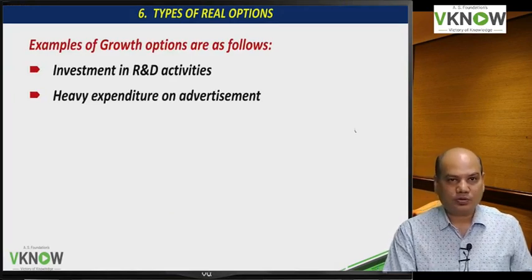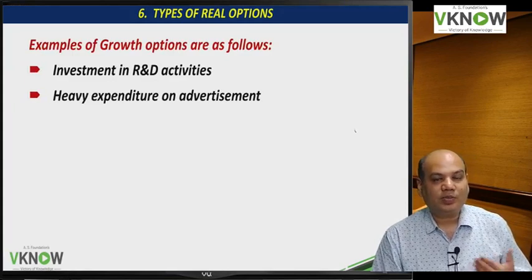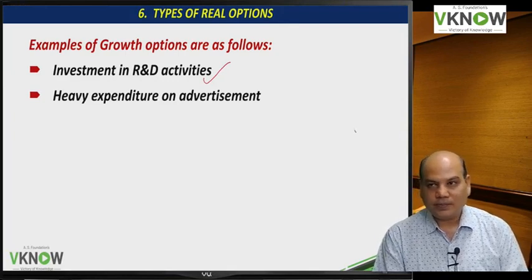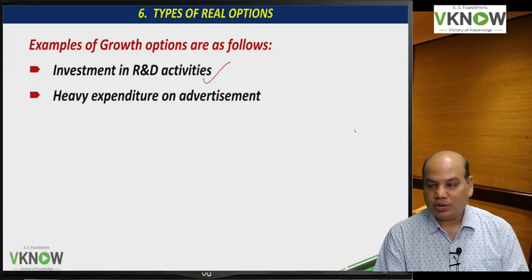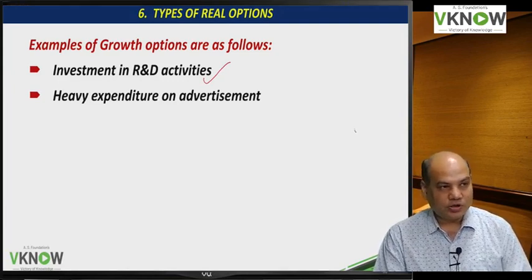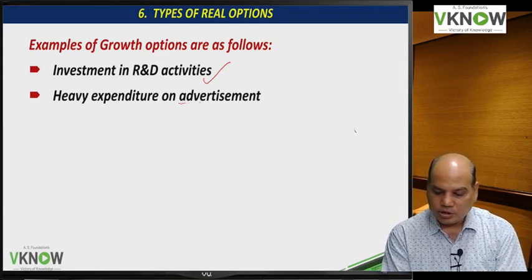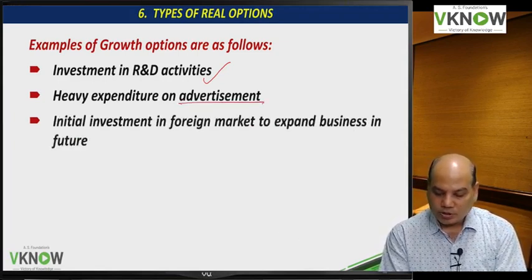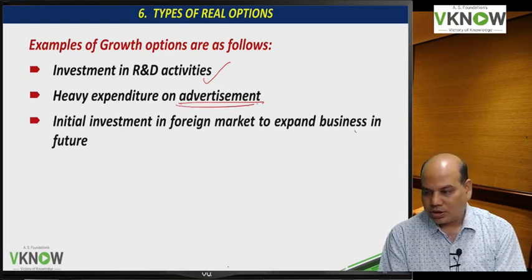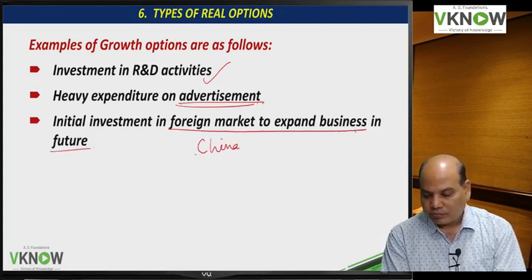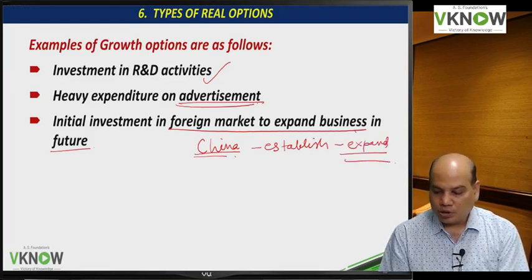Example of growth option. Today it may not be profitable, but it may be profitable at a later stage. For example, investment in R&D activity may generate negative NPV, but with the option it may generate positive NPV. If it becomes successful, then you can get more revenue. Same logic for advertisement. That means the option can enhance the value, or initial investment in a foreign market to expand business in future. So go to China first. First you establish there, then you expand, and that will increase the value of your project.